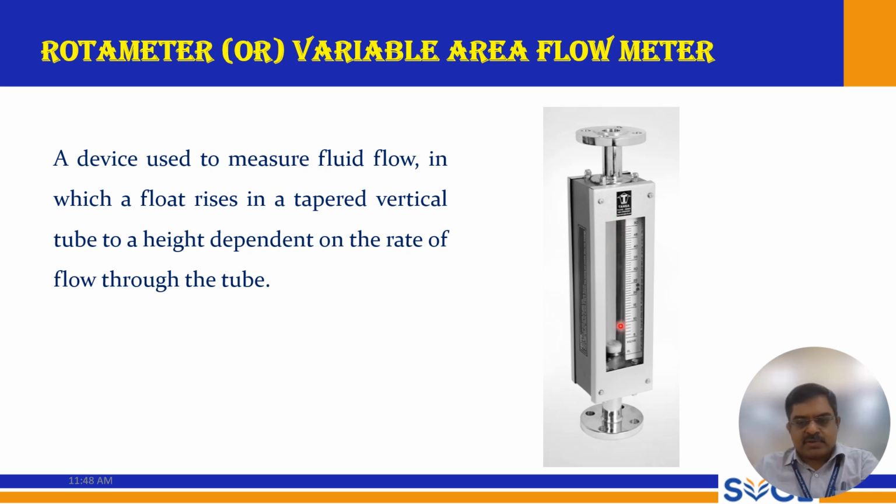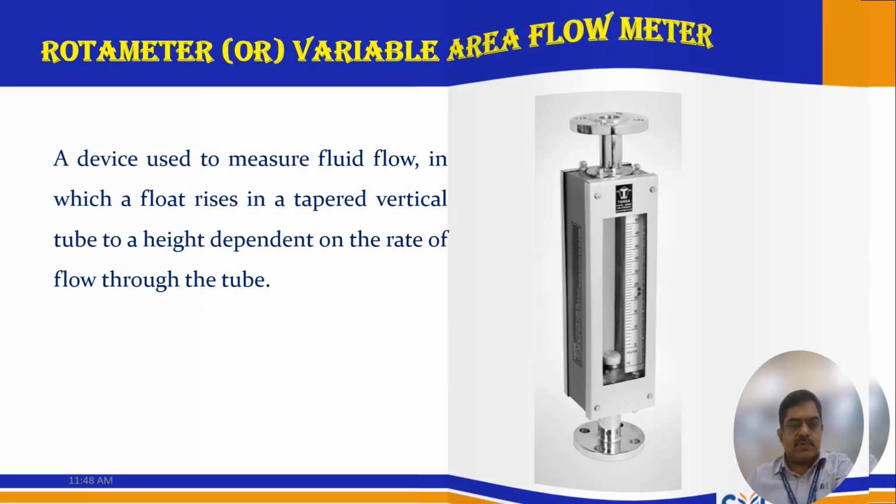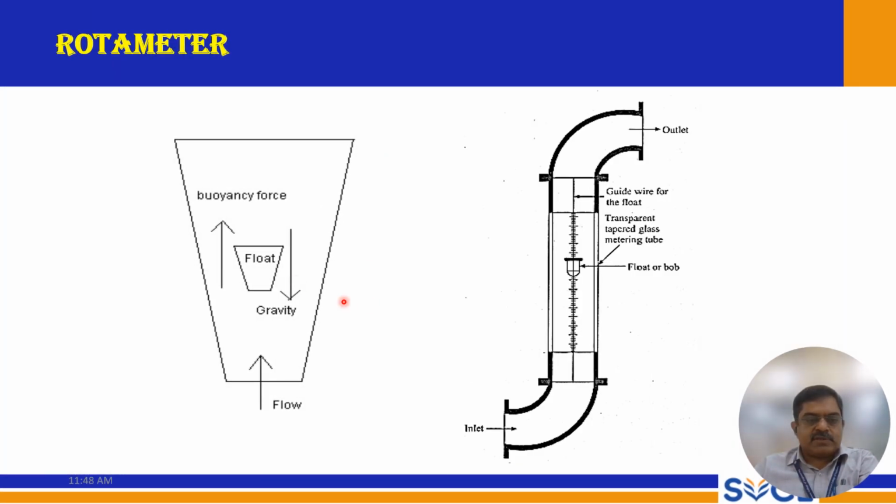Like this, you can see the structure of the rotameter is like this. This is the float. When the flow comes inside the rotameter, the float will go up due to the buoyancy force, and the float will come down due to gravity. This is the inlet and this is the outlet, and this is a direct measurement method for flow measurement.